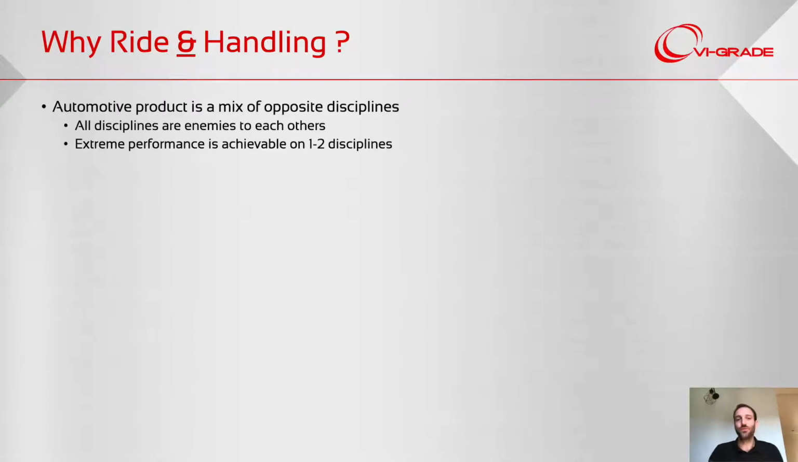I think you know that, but it's worth remembering it, because an automotive product is a mix of opposite disciplines. All the disciplines we try to mix in an automotive product, all the different aspects are antagonists, and it's very difficult to obtain a well-balanced vehicle on all the different aspects. We can obtain extreme performance in one or two disciplines, but having a really balanced vehicle is a real challenge.